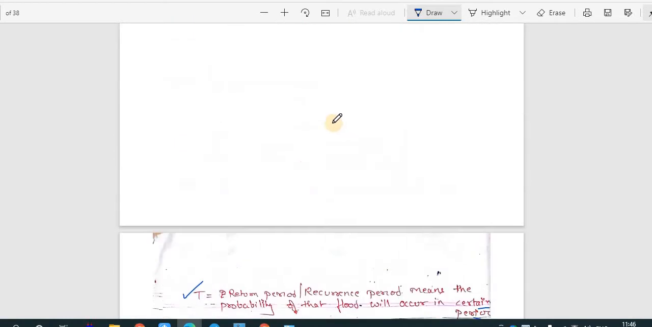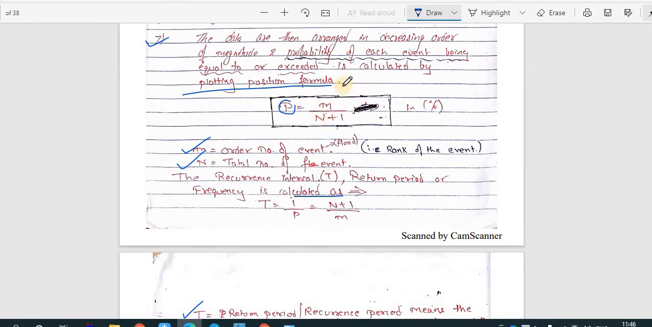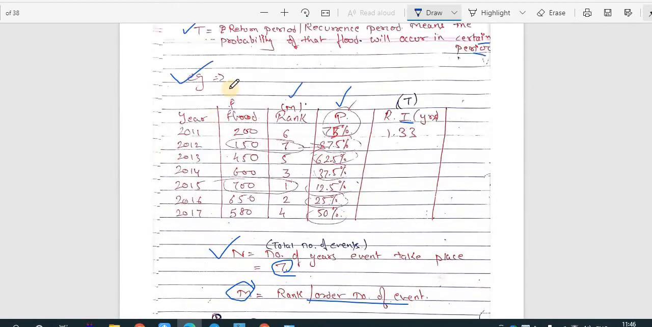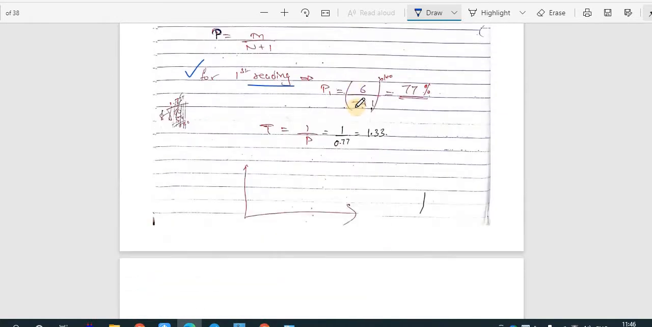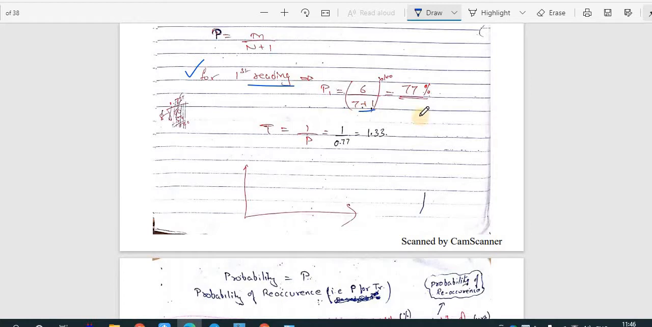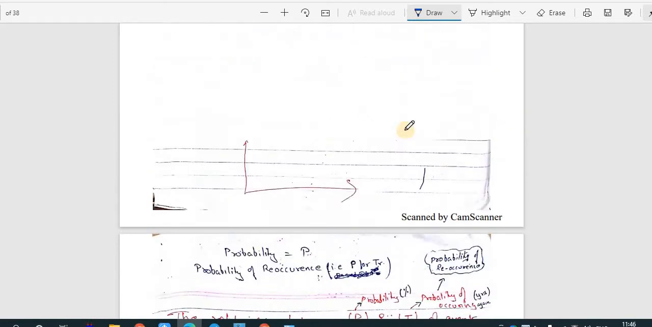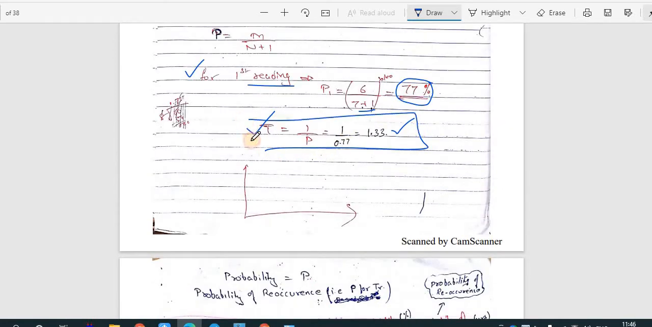Sorry, we are using this formula, m divided by n plus 1. So in the first case, m value is 6, n value is 7 plus 1. This will be equal to 77%. This is coming out to be 77%, and T equals 1 by P. So 1 divided by 0.77 will give you 1.33. In this way you can use this to calculate the value of T and your value of P.